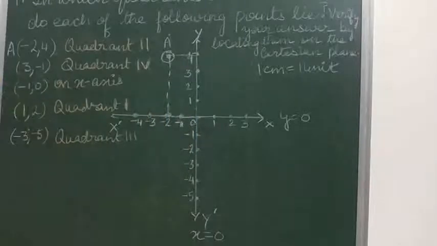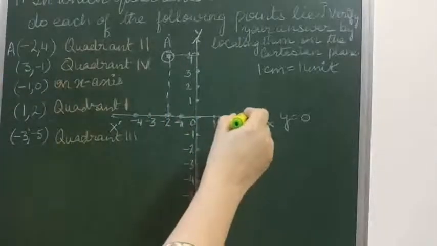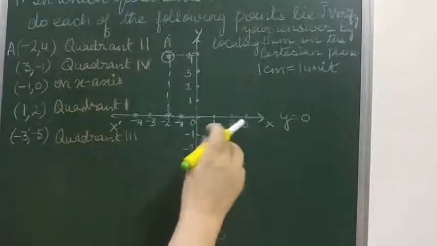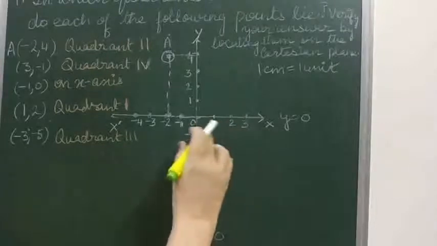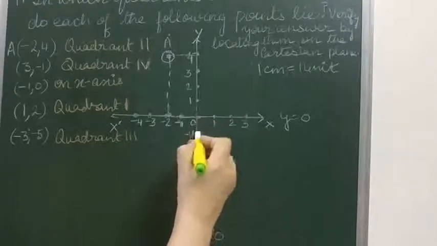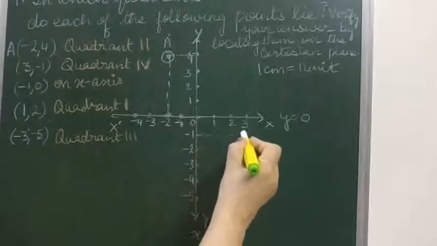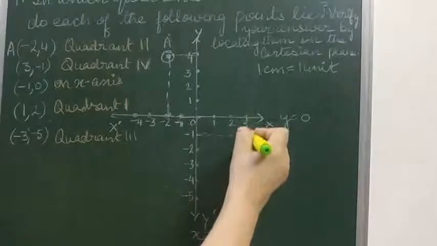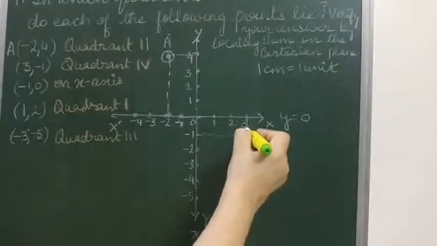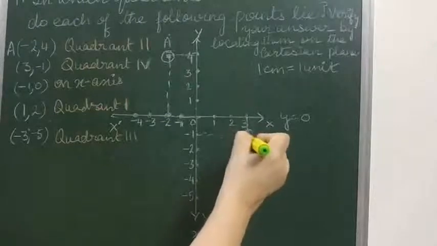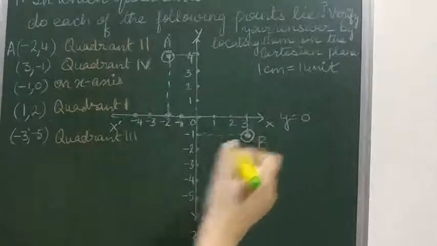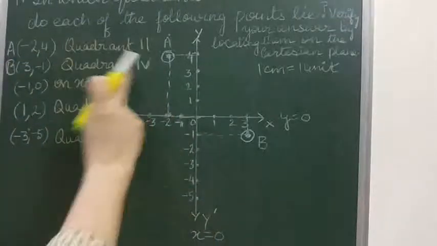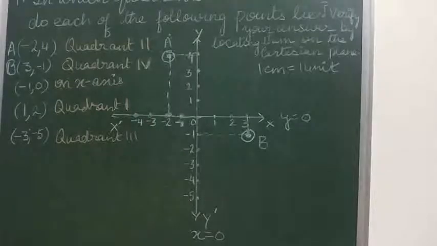Now let us plot 3 and minus 1. 3 is here and minus 1 is here. So drop the perpendiculars from the point minus 1 and from 3, on the x and y axis. Here is the meeting point; name it as B. So the second point B is lying in the fourth quadrant. So that is also correct for us.